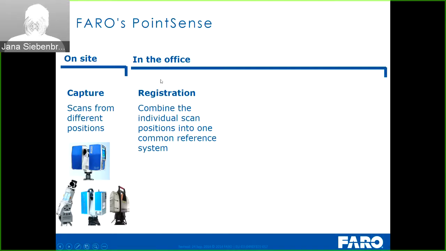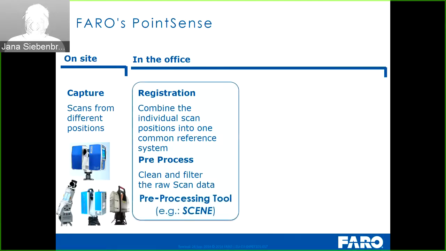Relating to scans, you will in the office, or some may also already in the field, register their scans. That means registration: you combine the individual scan positions into one common reference system. Also in the office, you can pre-process the scan data. Pre-processing means that you clean and filter the raw scan data, and usually you would use a pre-processing tool like, for instance, FARO Scene to do so.